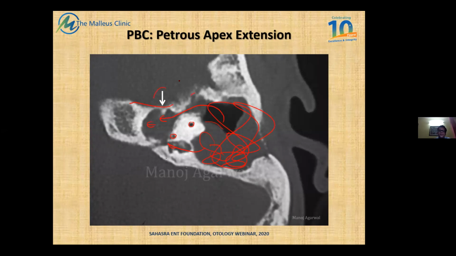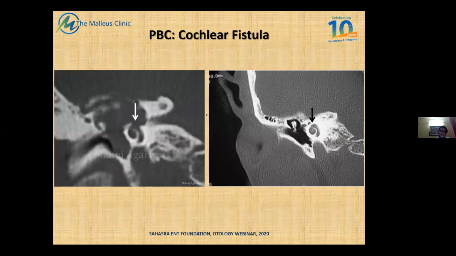I'm sorry, I put the arrow here. The arrow actually should have been here. You can see the tegmen eroded and the pathology communicating with the middle cranial fossa over here. This is the middle cranial fossa. So this is a petrous bone cholesteatoma with an apical extension through the supralabyrinthine part.